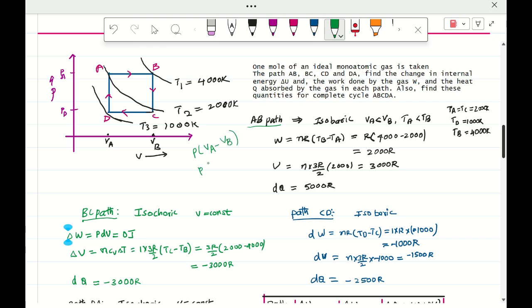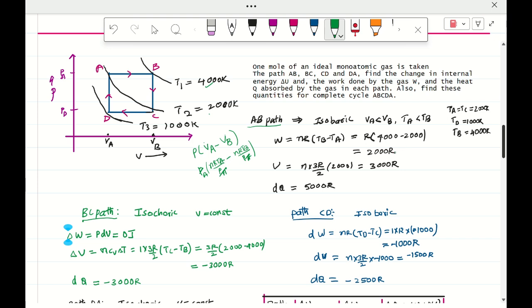For an isobaric process, VA I can write as nR into TA by P. So that is nR TA by PA, minus nR into TB by PA, only I will write PA because PA equals PB. So PA gets cancelled. Therefore nR into TB minus TA; work done is final value minus initial value, that is VB minus VA. So now TB, they have given 400 Kelvin. TB means T1 here I have taken. And TA is T2, that is equal to 200 Kelvin. And T3 is 1000 Kelvin.